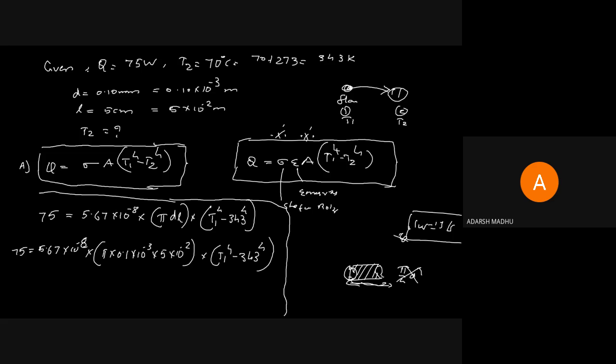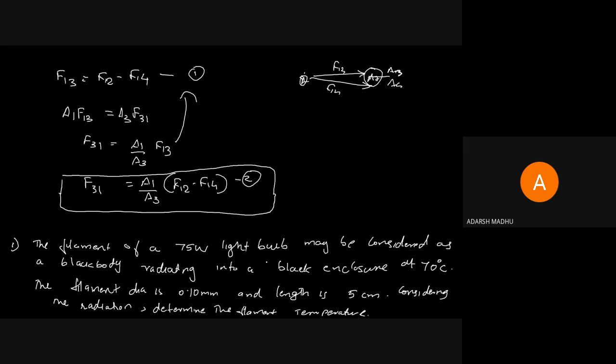We get the equation T1 raised to 4 minus 343 raised to 4. That is finding the whole value and dividing it by 75. We will get T1 raised to 4 minus 343 raised to 4, right? That particular value will be 8.42 into 10 power 13.